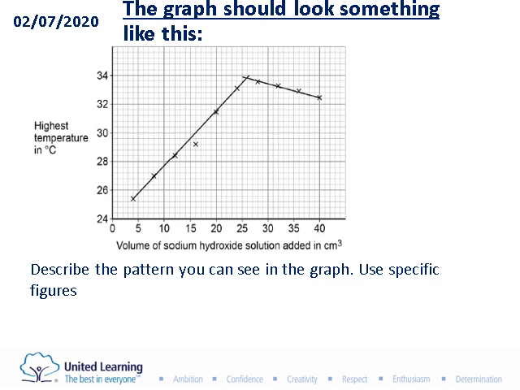So, this is what your graph would look like. What I'd like you to do is describe the pattern that you can see in the graph. So when I say describe, remember, I'm just wanting you to say what you see using specific figures. So for example, between 0 and 25 centimetres cubed of sodium hydroxide solution added, the temperature increases.